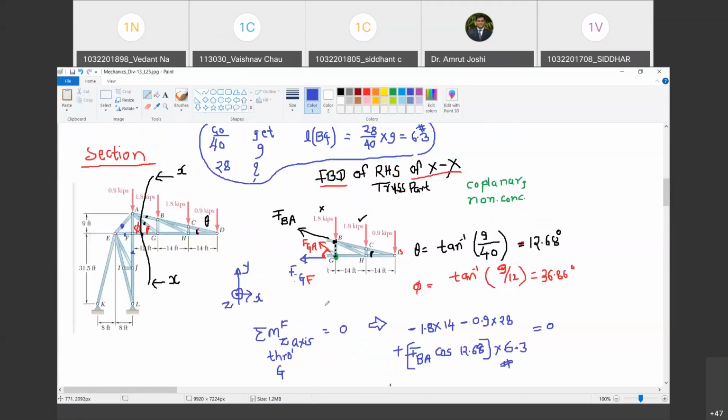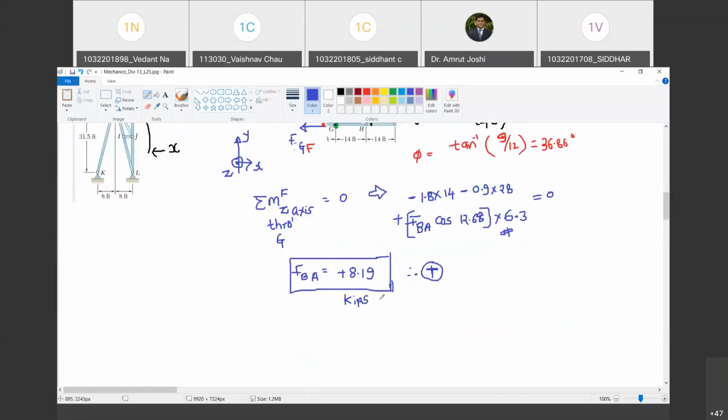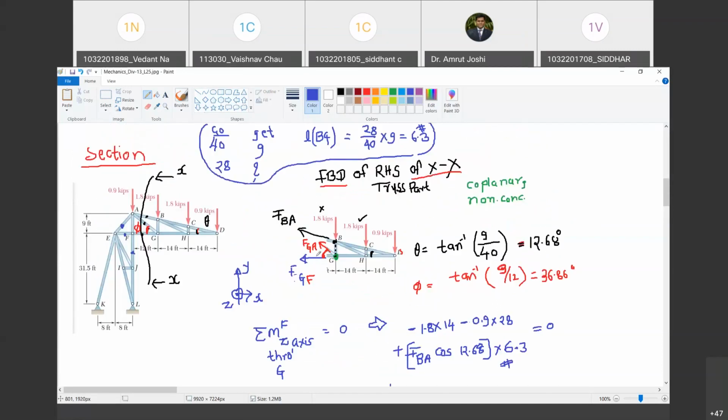Right. So we have found out now one of the forces, FBA, both in magnitude as well as in sense, nature, whether it is tensile or compressive. Happy? Yes, sir. What is the next step?